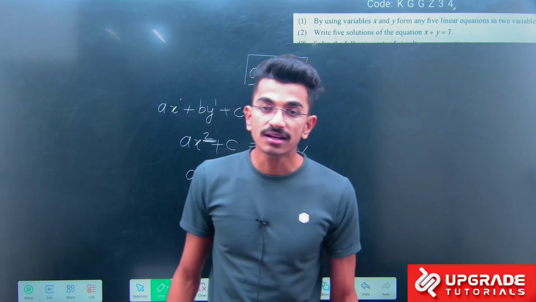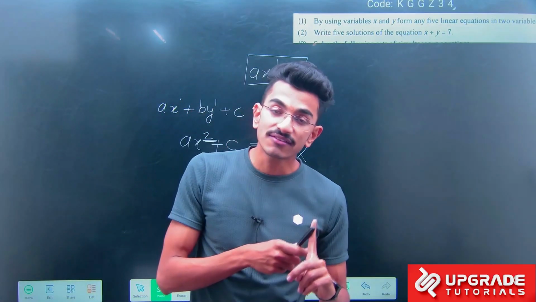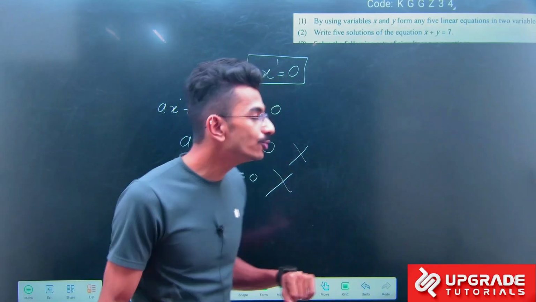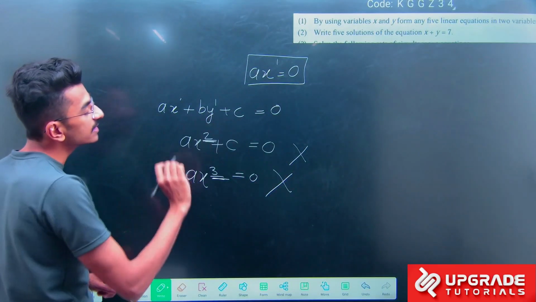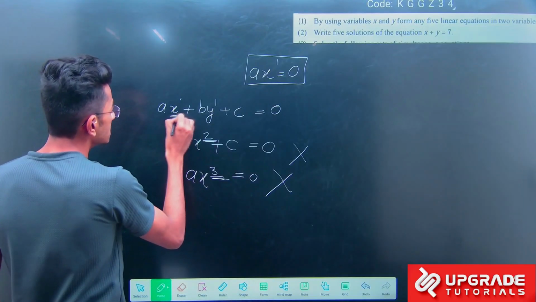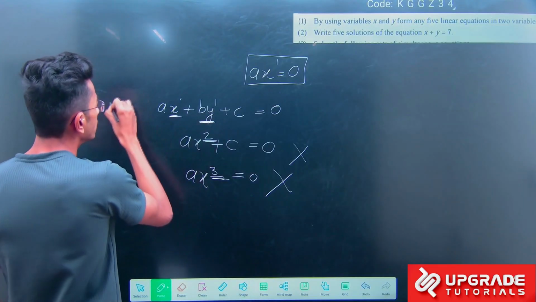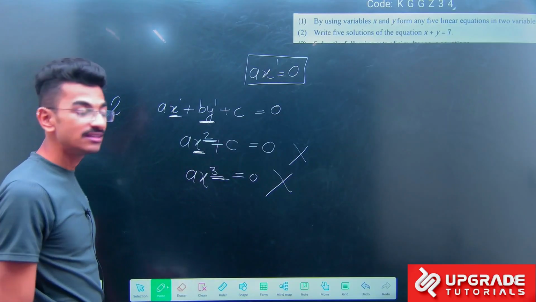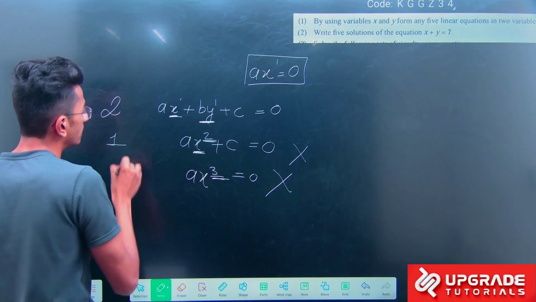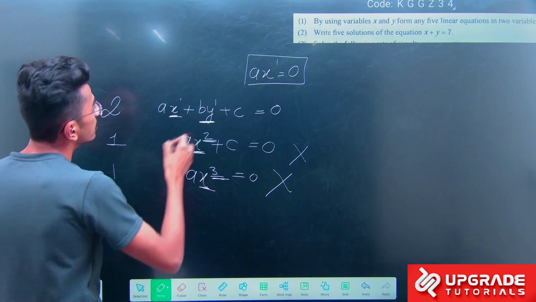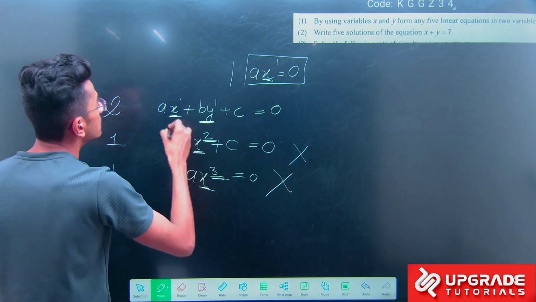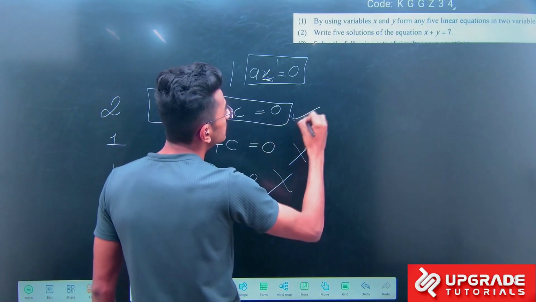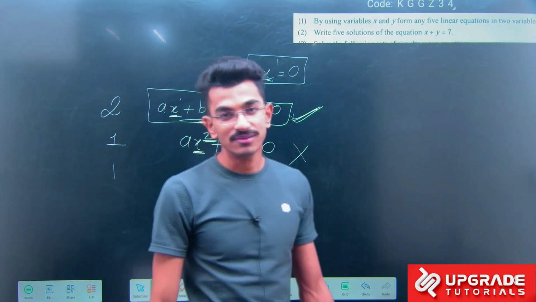And our chapter is linear equations in two variables, so the equation must compulsorily contain two variables. How many variables are there in this equation? x, y. Two variables. Here it is only x, because a, b, c are constants, so only one variable. Only this one contains two variables, so I can tell that this is a linear equation in two variables.